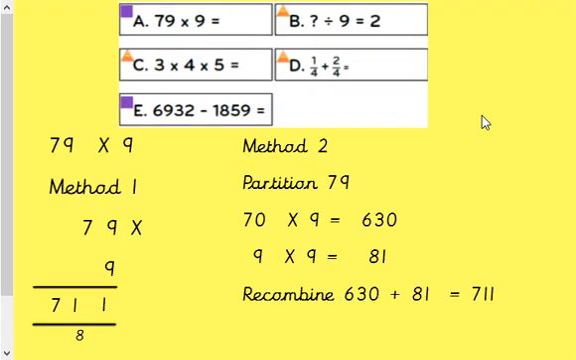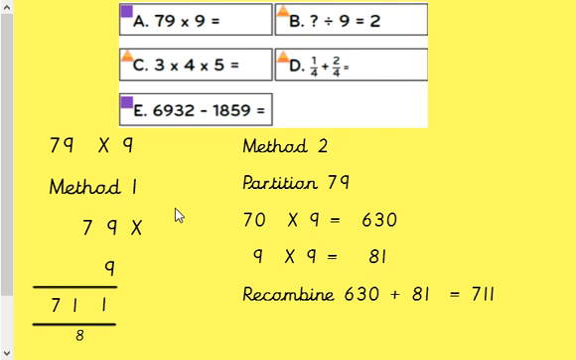Okay, next question will be the first of our written questions for this morning, and it's 79 multiplied by 9. So first method, I would suggest setting up short multiplication, abstract method. Line up your columns, and then I would say 9 9s are 81. I'd have to carry the 8 across into the 10s column. It then would be 9 7s, which are 63, plus 8, which would be 71. So our answer then would be 711.